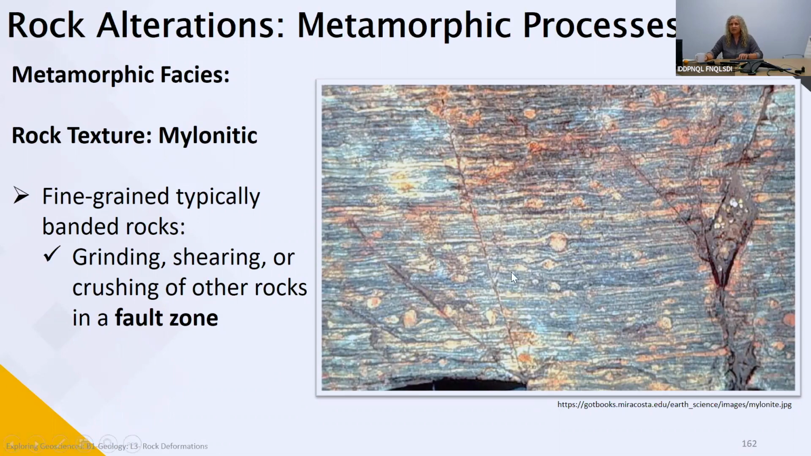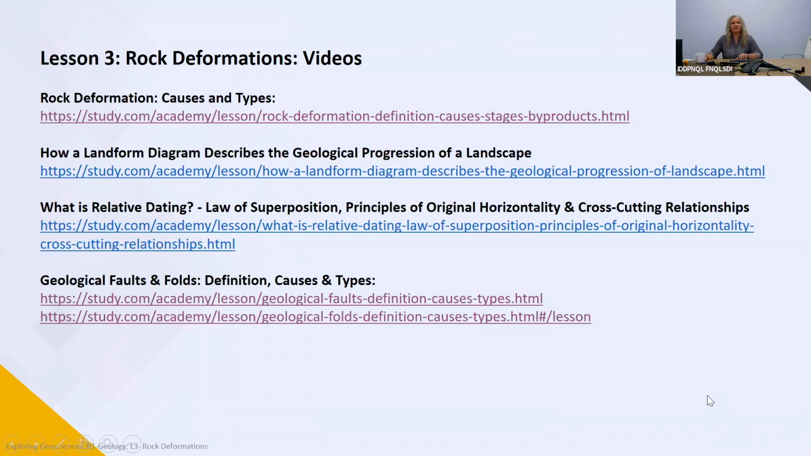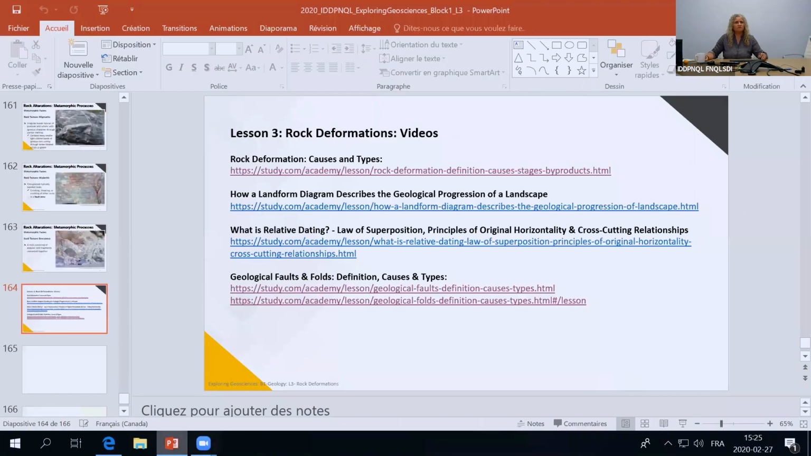And we can see inside some nice porphyroclastic kinematic evidence here. And here we have the brecciated texture. Brecciated fracture is a rock that contains angular fragments which are cemented together within a fine-grained matrix. So the fragments can be millimetric to a couple of meters. So we're going to move now to the videos to resume what we just saw.